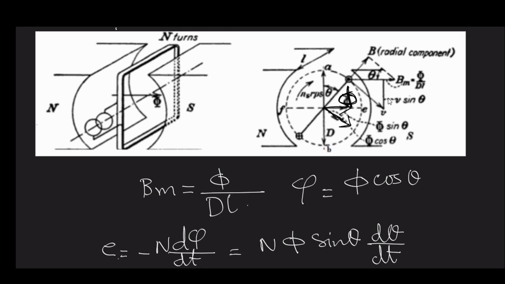So if you draw anything perpendicular to your coil plane, from vertical position your coil is at an angle theta. Now if you draw a perpendicular on your coil, then this total will be how much? 90 plus theta, right? Or this angle individually will be how much? It is theta. So this component will be phi cos theta.